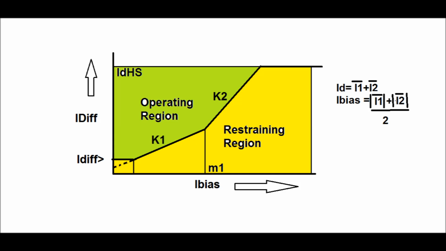Here, for the differential, an initial setting is given, that is I differential greater than, and then there exist two slopes. One is K1 and the other is the higher slope, K2. The starting point of the K2 slope, the boundary which differentiates between the K1 and K2 slopes, is I bias R. And again there exists another setting, which is I differential high set. The lower portion is the restraining or blocking region, and the upper portion is the operating region.